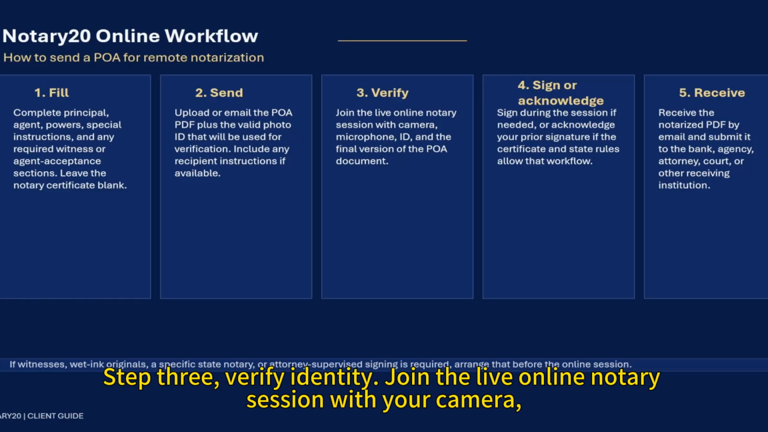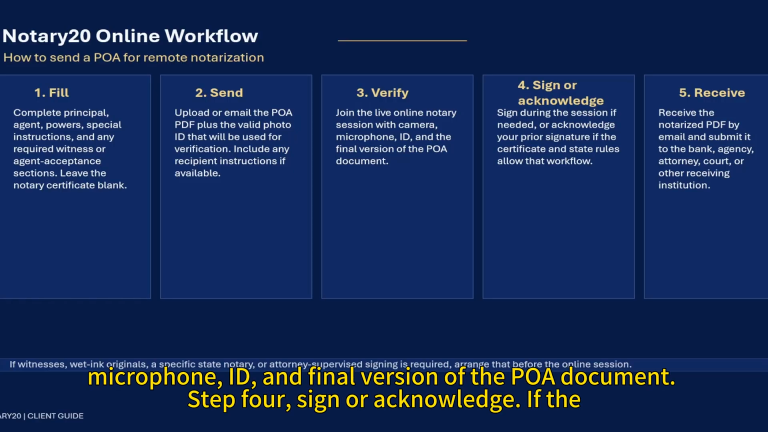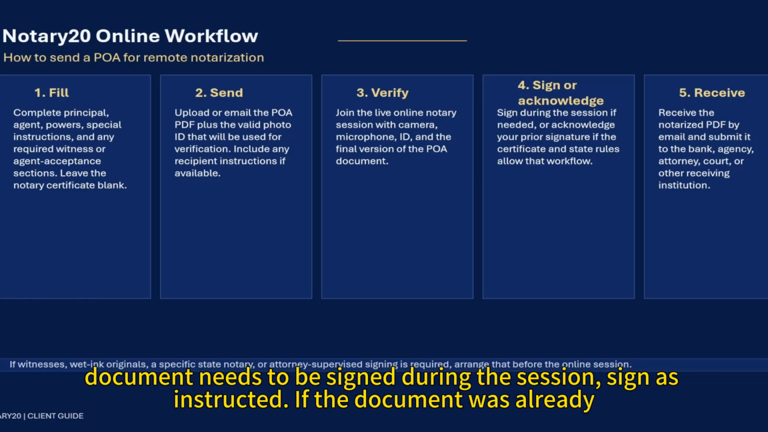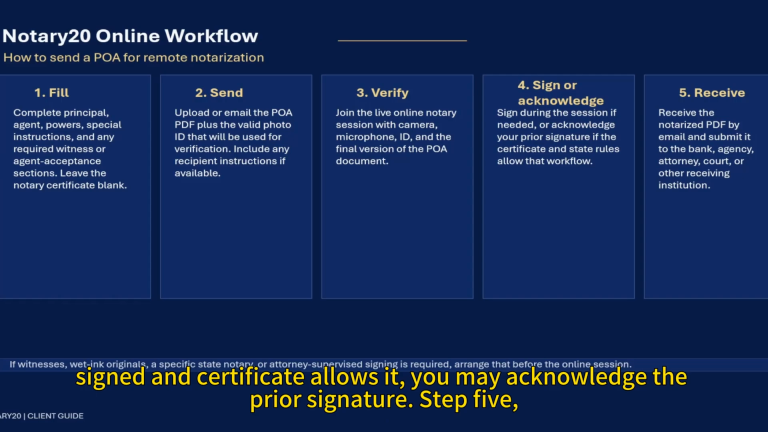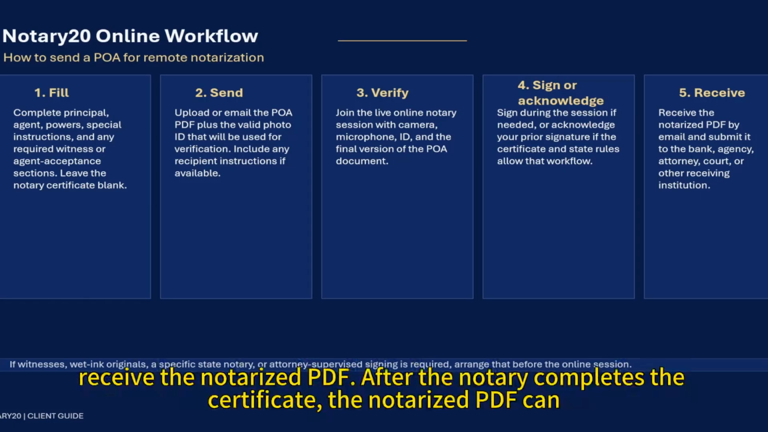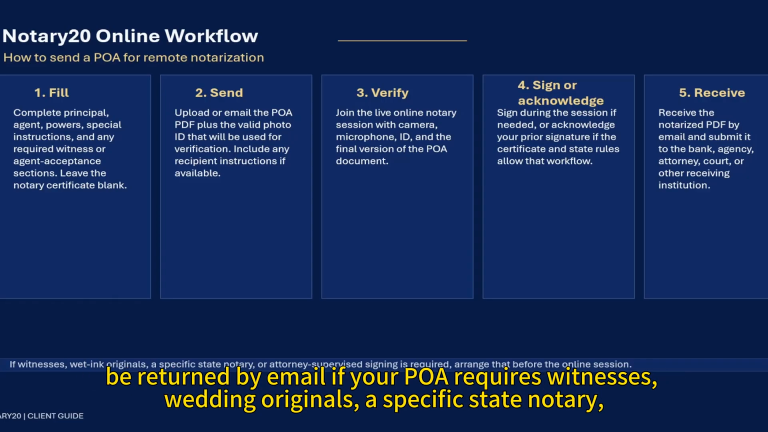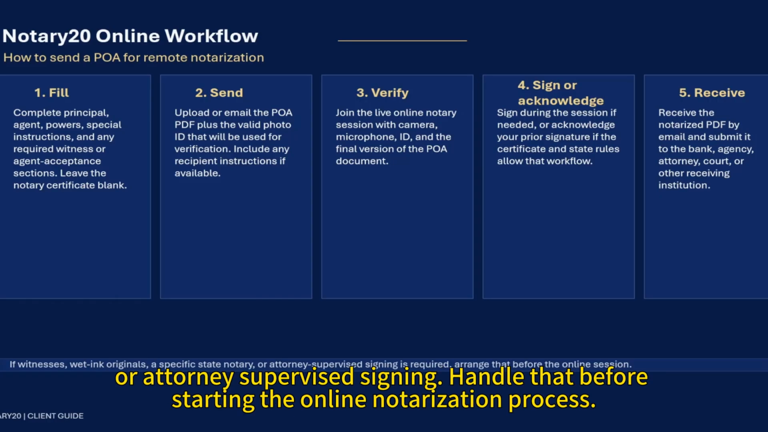Step 3. Verify identity. Join the live online notary session with your camera, microphone, ID, and final version of the POA document. Step 4. Sign or acknowledge. If the document needs to be signed during the session, sign as instructed. If the document was already signed and the certificate allows it, you may acknowledge the prior signature. Step 5. Receive the notarized PDF. After the notary completes the certificate, the notarized PDF can be returned by email. If your POA requires witnesses, wet ink originals, a specific state notary, or attorney-supervised signing, handle that before starting the online notarization process.